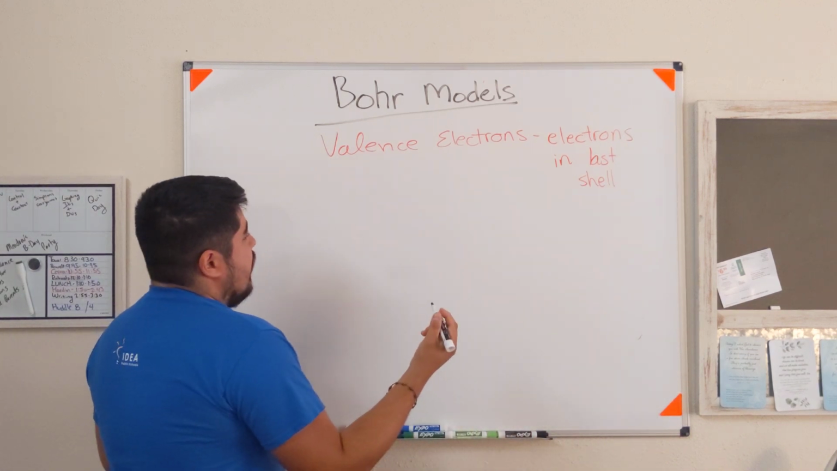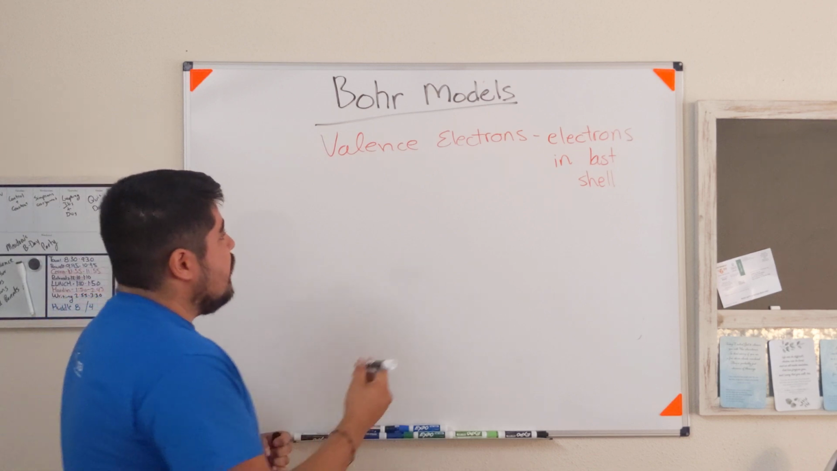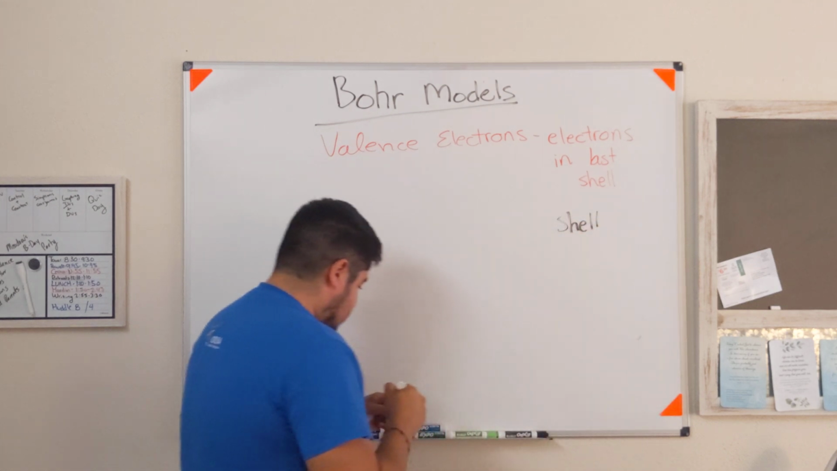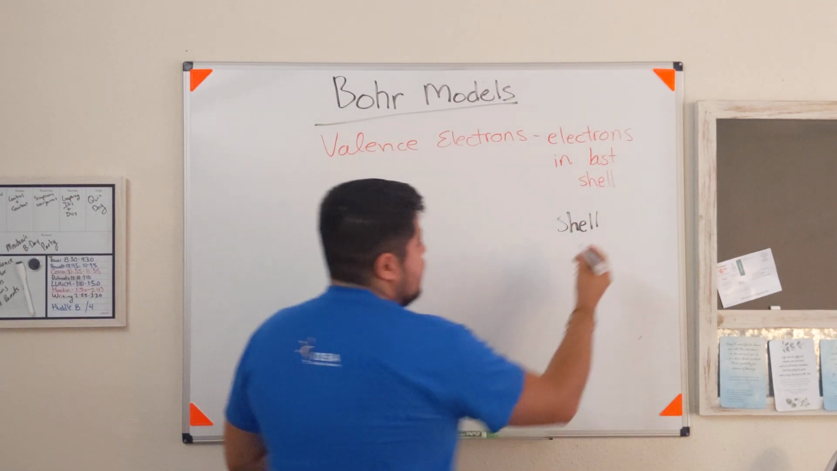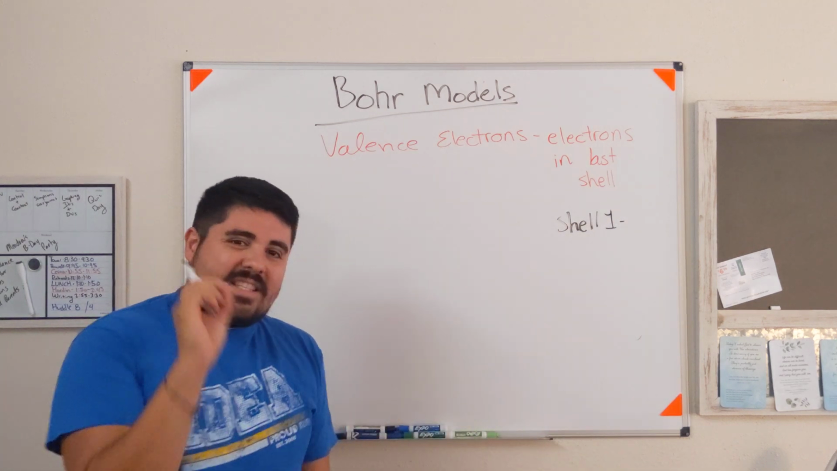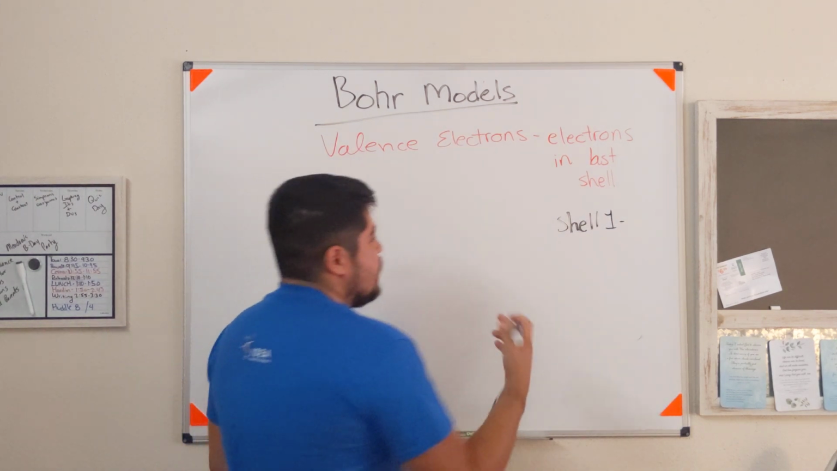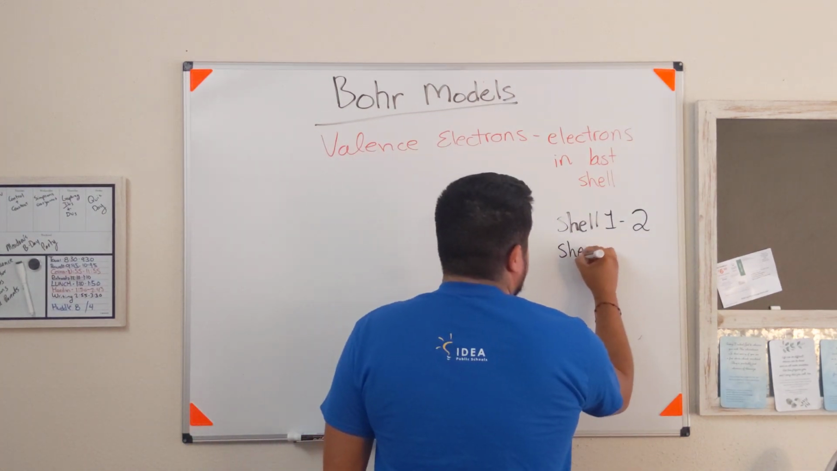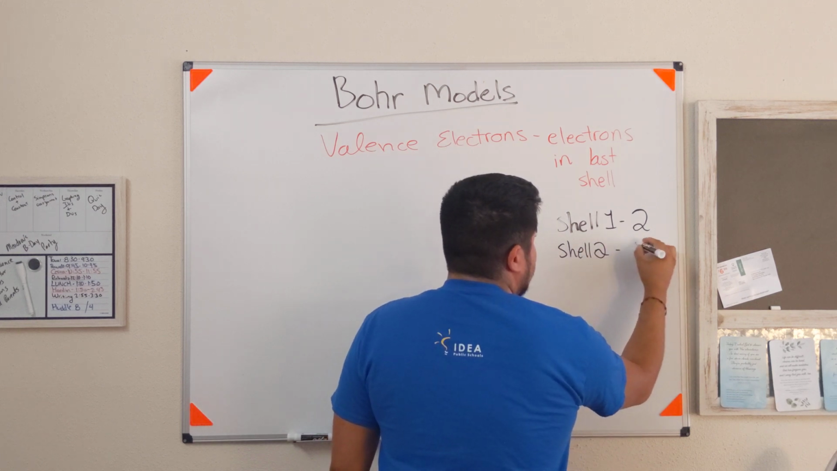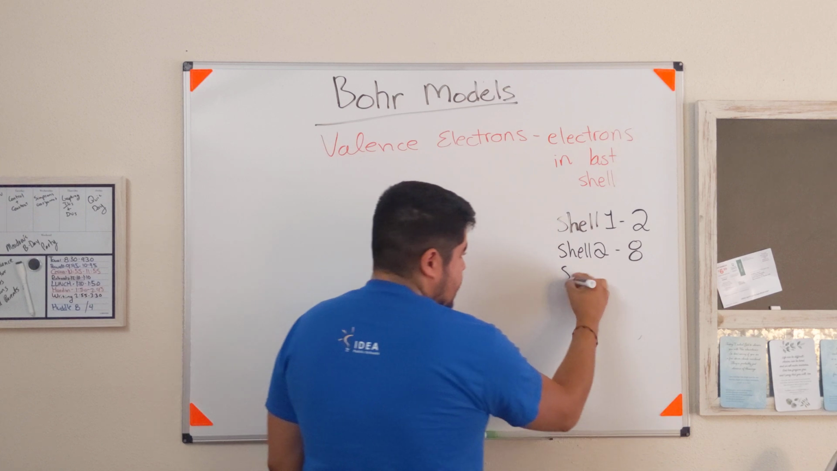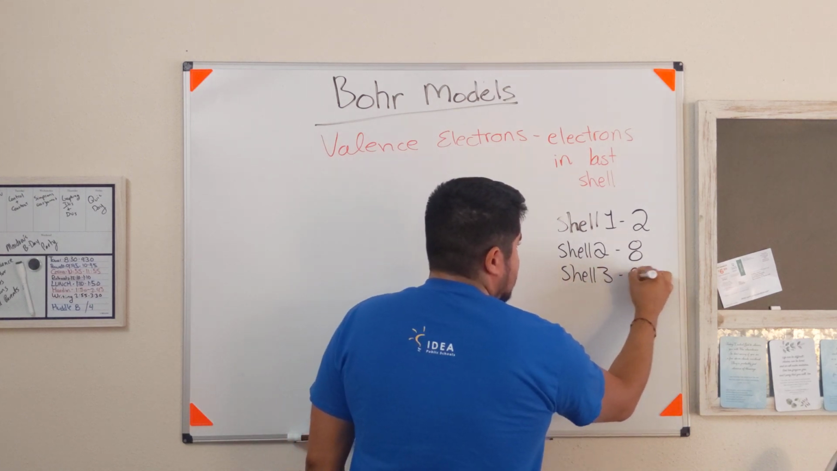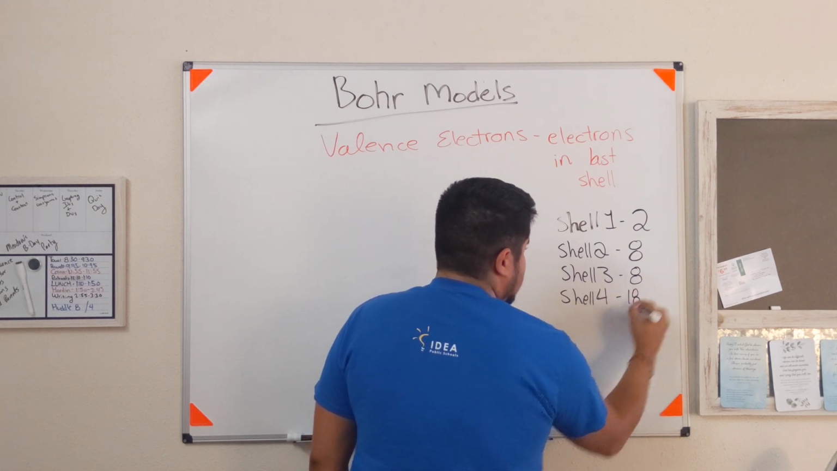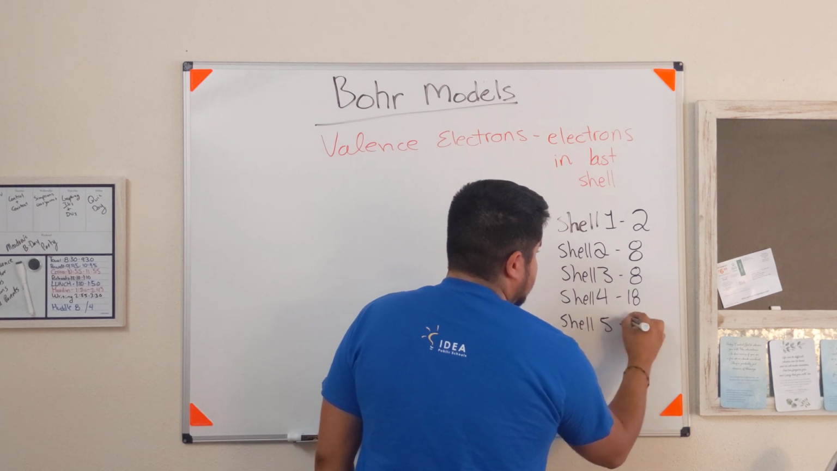We're going to start off with a very quick example. So we have all these shells. What these shells are, each of them can hold a specific amount of electrons. Shell number 1 can hold 2 electrons. That's the max. Shell number 2 can hold 8 electrons. Shell number 3 can hold 8. Shell 4 can hold 18. And shell 5 can hold 32.